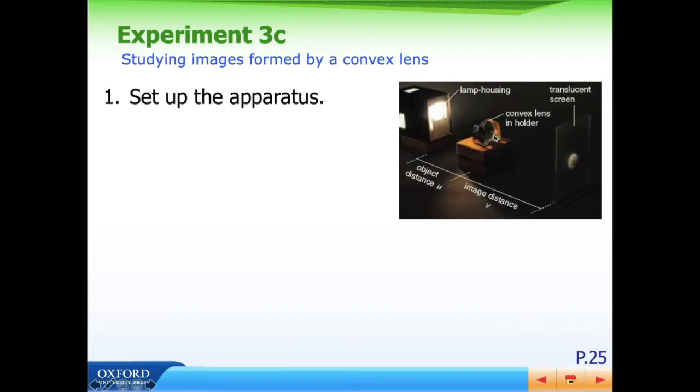Now, we have a convex lens that is put in a holder, and you have a lamp housing where your ray is coming from, and a translucent screen where you are going to capture your image. You are going to measure your object distance, which we denote with the small letter u. Other textbooks use the symbol d sub o for object distance. Also, we are going to measure the image distance, that is the distance from your translucent screen to the convex lens, and that is denoted with the small letter v.